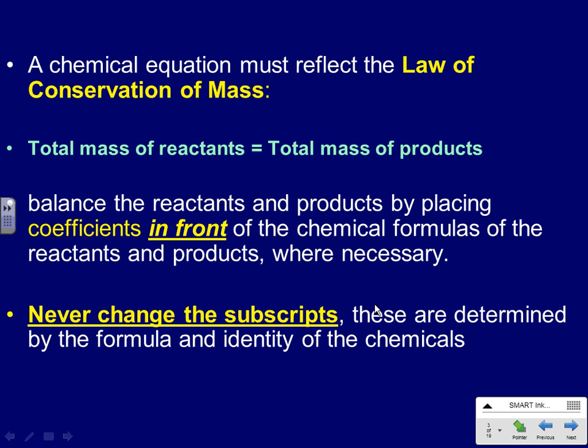The subscripts, the little numbers that go with the formulas, that's what I tell them, the little numbers. You cannot change those. They're built into the identity of the compound. They come from the formulas that we just learned how to do. And that's why learning how to come up with our chemical formulas was so important. Because if we can't come up with a chemical formula, then we're going to be in trouble when it comes to balancing chemical equations. Okay.